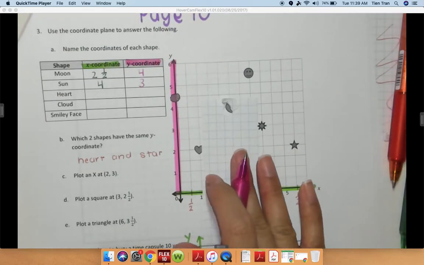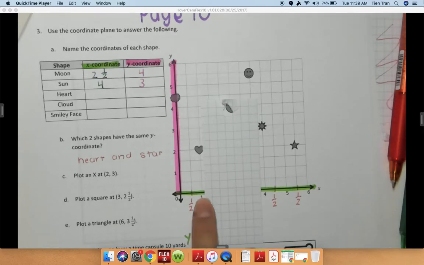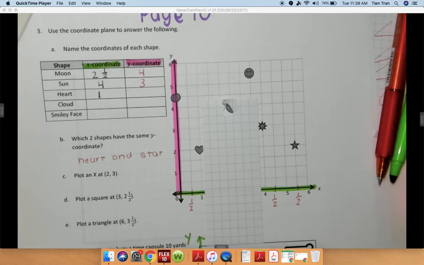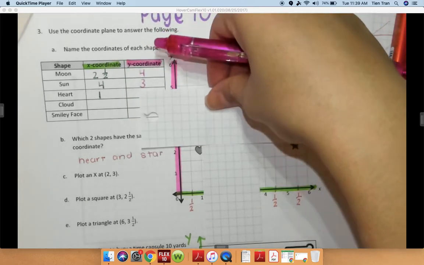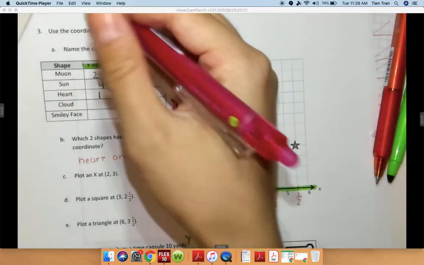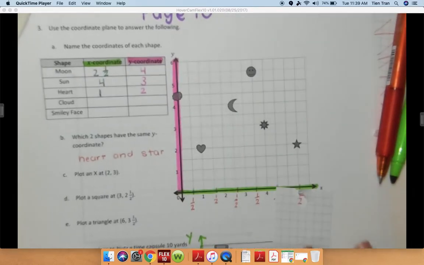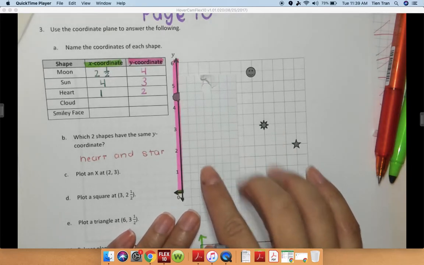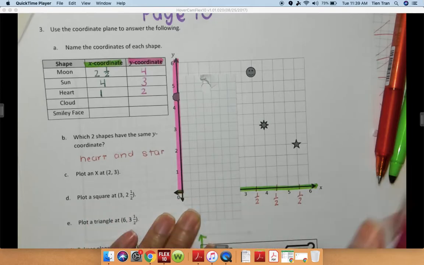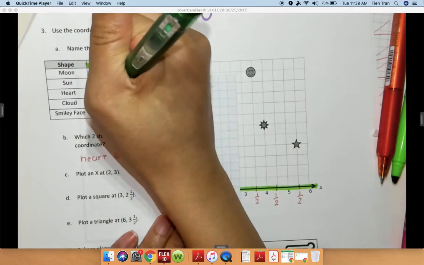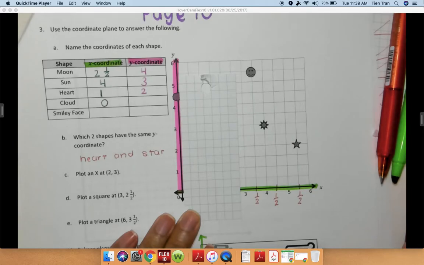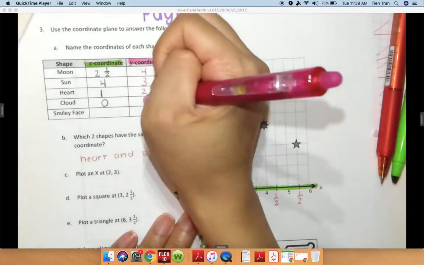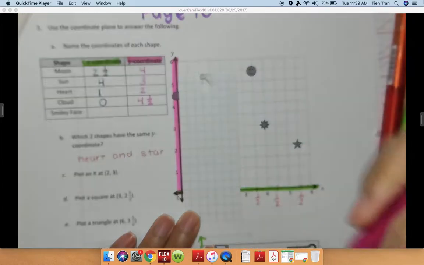Next, I have my heart, which is right here. I moved over 1. So I'm going to write down 1. And then for my heart on the y-coordinate, I'm going to look at it. It is at 2. So I'm going to write down the number 2. Next, I have my cloud. And my cloud doesn't move at all on the x-axis, the green axis. It stops at 0. So I'm going to write down the number 0 for my x-coordinate. And for the y-coordinate, I'm going to move up. Let's see. It stops at 4 and 1/2. So I'm going to write 4 and 1/2.